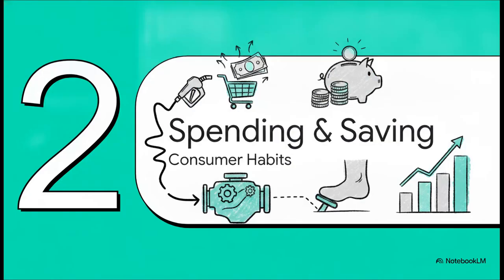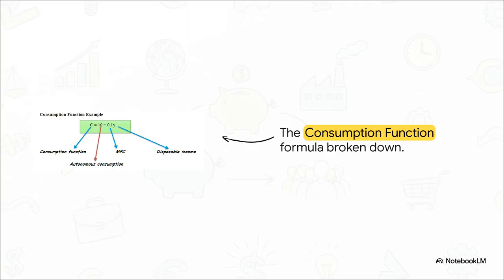Moving right along to Section 2, spending, saving, and multiplying. Now that we know what fuels the engine, how do everyday consumers like us control the throttle? Well, our spending basically falls into two distinct categories. First, you have your autonomous consumption. Think of this as your absolute baseline survival mode. You're going to buy groceries and keep the lights on, even if you lose your job and your income drops to zero, right? You just dip into your savings.